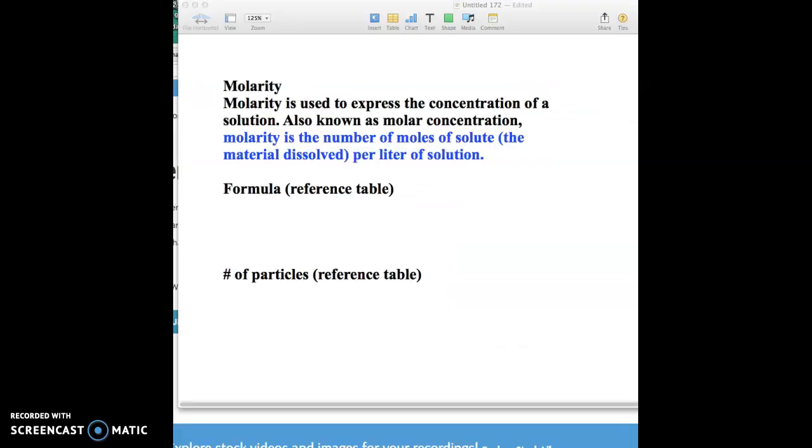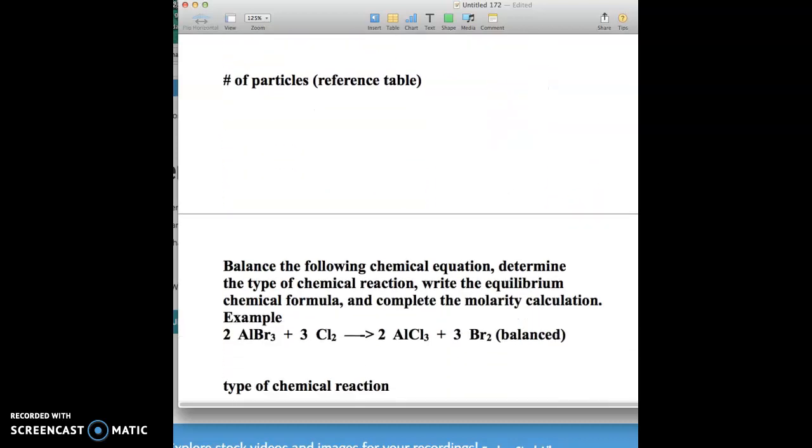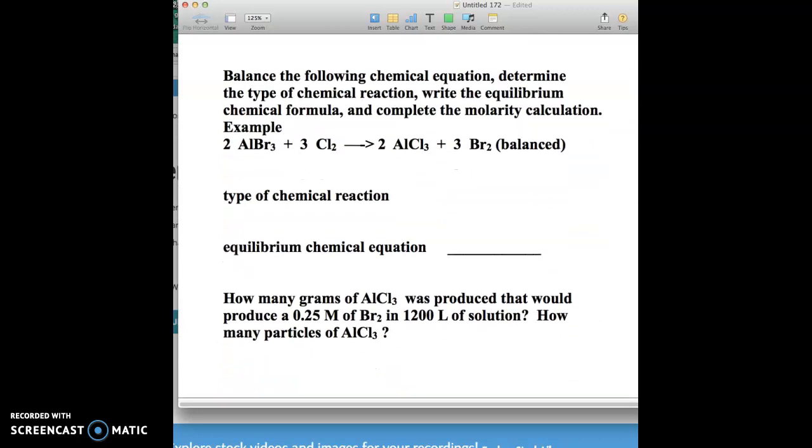Okay, now that we've got this done, we filled this out. You wrote your formula down, you wrote the number of particles. Now I'm going to go through an example for you. On your worksheet, I did not work any of these for you. I just pulled one up to do it as an example, so you'll have to do all 10 of those yourself.